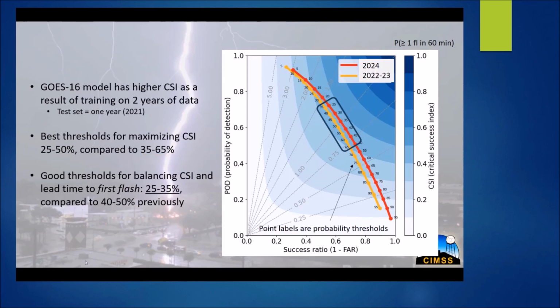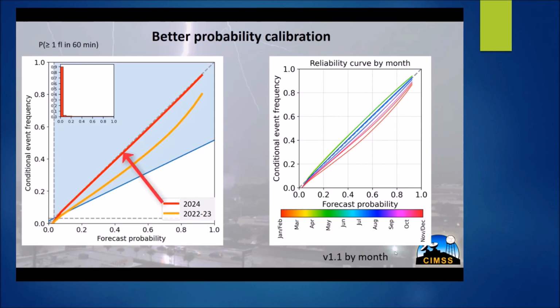In other words, if you've trained yourself to pull a trigger based on a probability in the past, you might need to adjust that. The calibration of the model has greatly improved. Previously, models were over-forecasting. On the right is the 2024 model reliability as a function of month. So you'll be looking at this in May and June, which is the green lines.